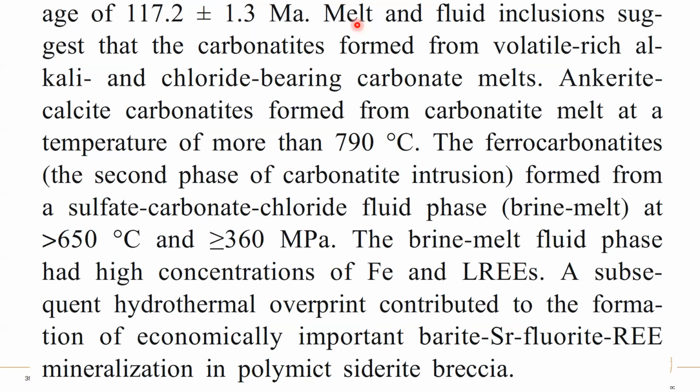So you have melt and fluid inclusions, with carbonatites formed from a volatile-rich, alkali- and chloride-bearing carbonate melt. Okay, so a carbonatite essentially. Then first you have ankerite and calcite carbonatites at a high temperature. And then you have a second phase, something that happens later, where you have ferrocarbonatites, and this is from a sulfate-carbonate-chloride fluid phase at a slightly lower temperature. And they call it a brine-melt. And I think, oh, this is a wonderful name.